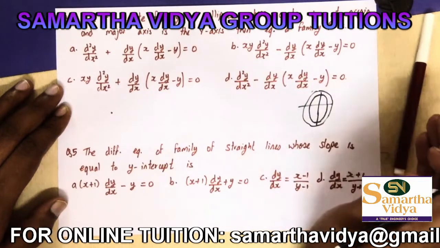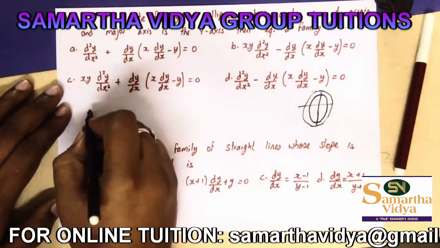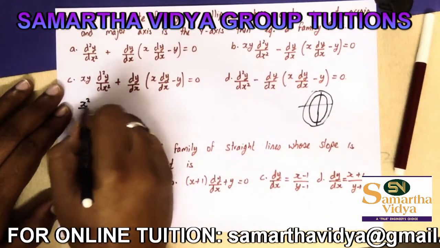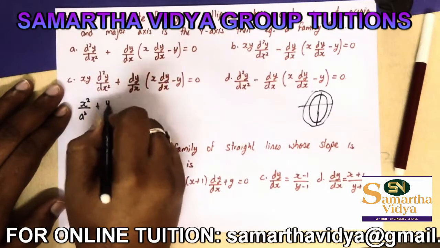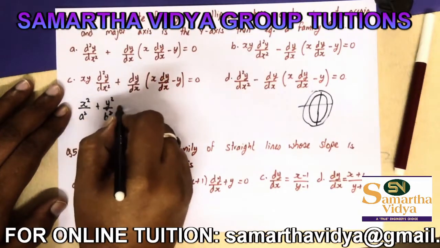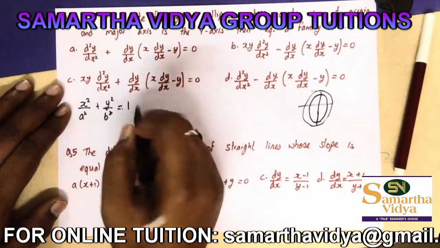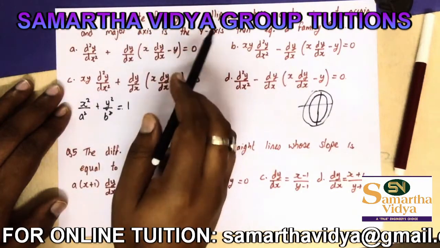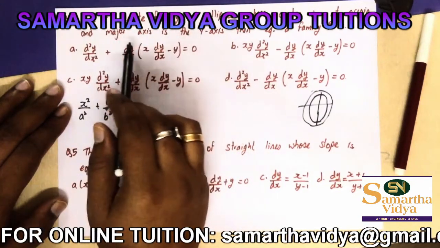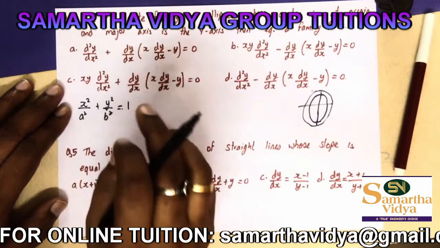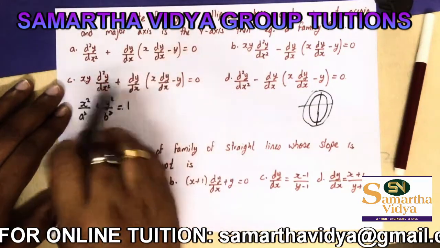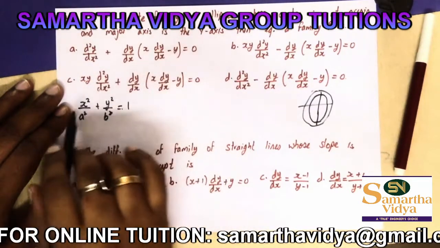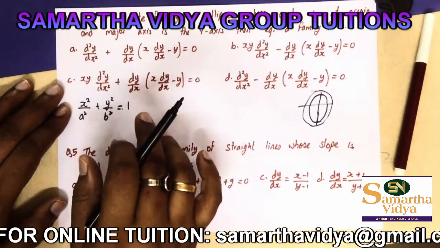Now we know that the equation of the ellipse is x square upon a square plus y square upon b square is equal to 1. Now since they are talking about the y-axis being the major axis, that means it's simply telling us that b is greater than a. So in this case there is no change in the equation as such, we will keep it as it is.